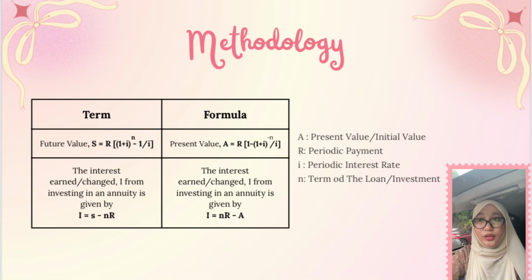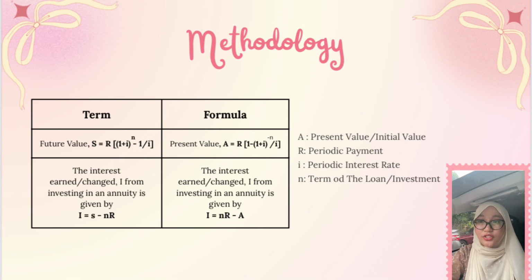First, the future value of an annuity, denoted as S, is calculated using the formula S equals R times [(1 + i)^n minus 1] divided by i. This formula is used to find the total accumulated amount at the end of the investment or loan period. Next, the present value of an annuity, represented by A, is calculated using A equals R times [1 minus (1 + i)^(-n)] divided by i. This formula helps us determine the initial value or amount before making periodic payments.